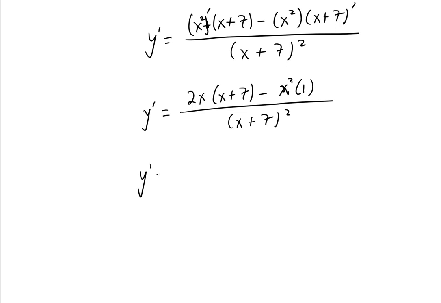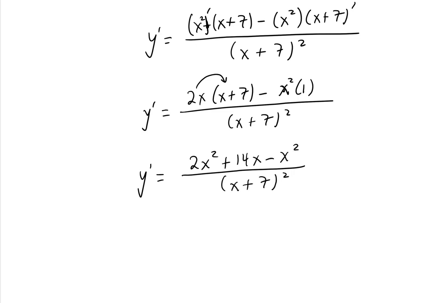So to finish y prime, we need to multiply this by this: 2x squared plus 14x minus x squared, and the denominator stays the same. The top you get x squared plus 14x over (x plus 7) squared.